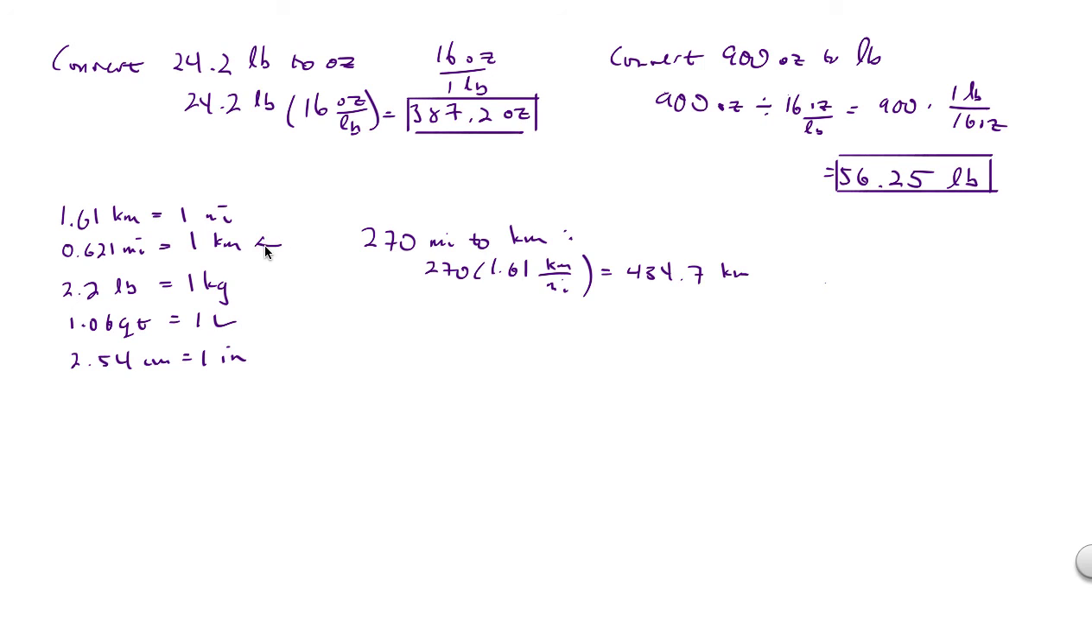Say I didn't know this conversion rate. Say I only knew that there was 0.621 miles per kilometer. Let's do the same thing, but use the other conversion rate. Now, we still know that our number has to get bigger, but that doesn't mean multiplication in this case because 0.621 is smaller than 1. If we multiply by 0.621, you'll get a smaller number. Multiply by a number less than 1, your number will decrease. So instead, we have to divide by 0.621 miles per kilometer. And you'll get the same thing, 434.7 kilometers.